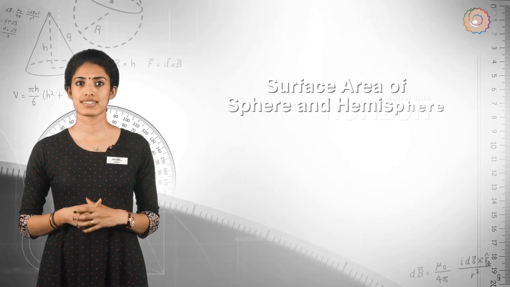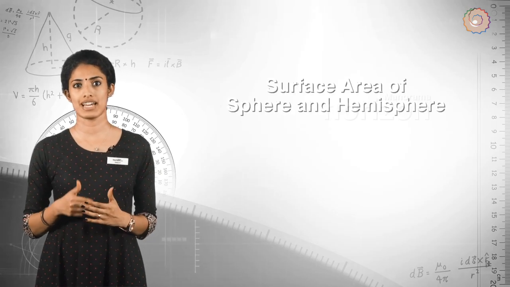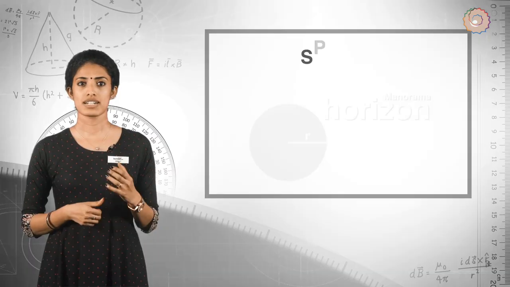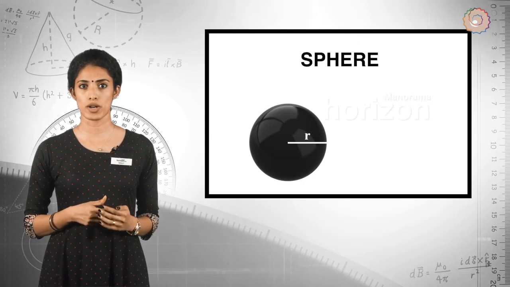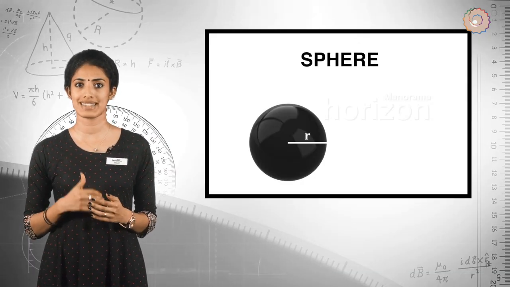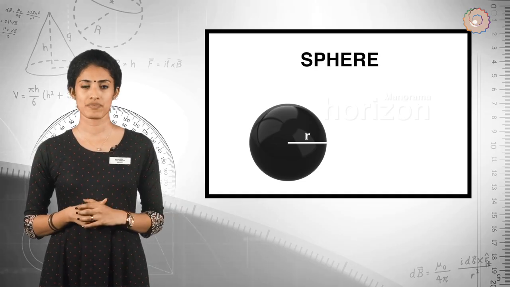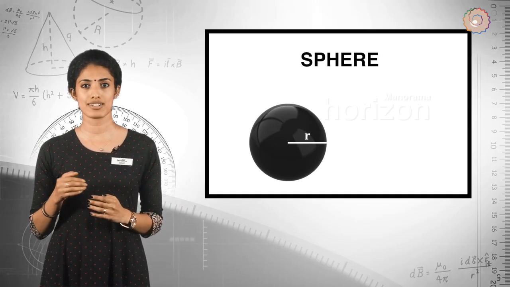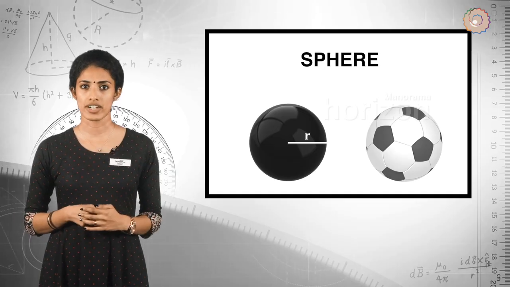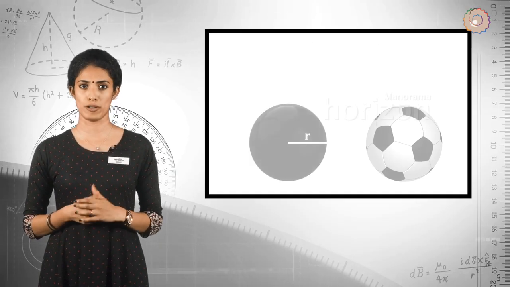Now, let us discuss the surface area of a sphere and hemisphere briefly. A sphere is a three-dimensional figure made up of all points in space which lie at a constant distance, called the radius, from a fixed point called the center of the sphere. A sphere is like the surface of a ball.